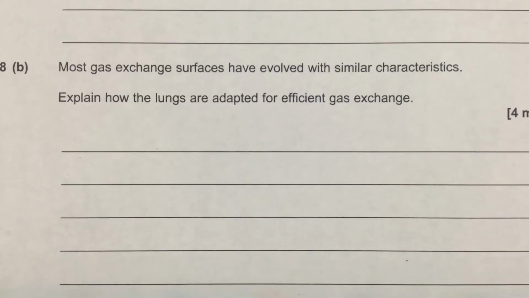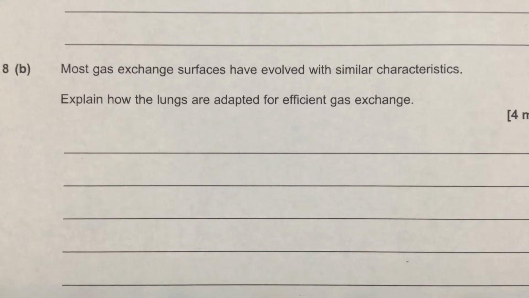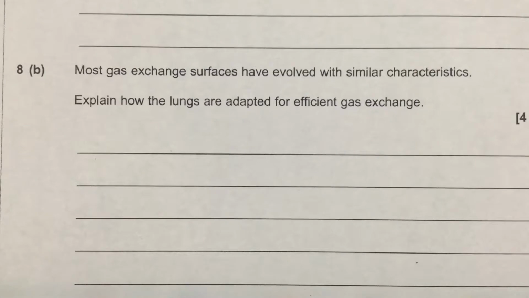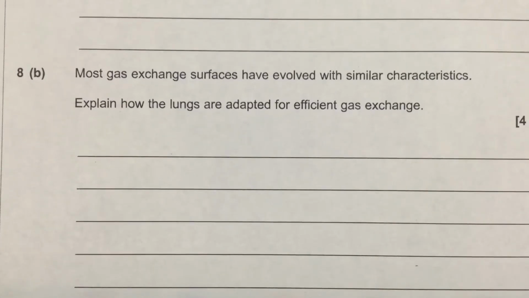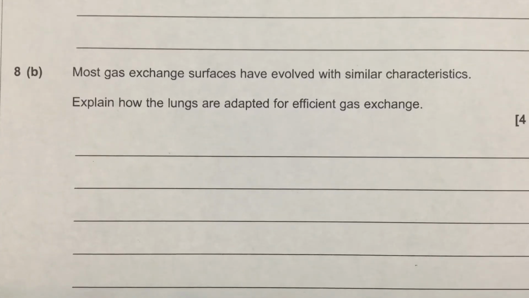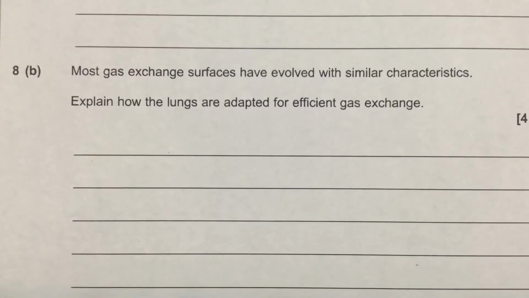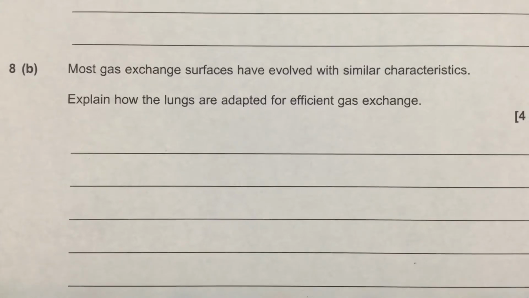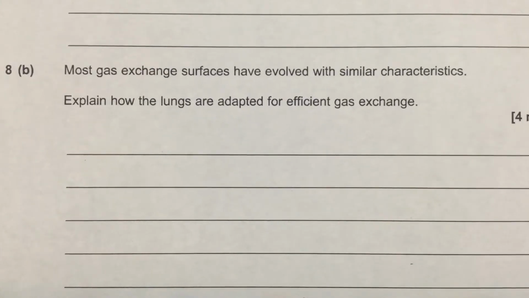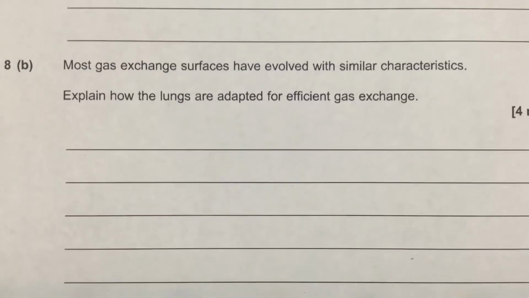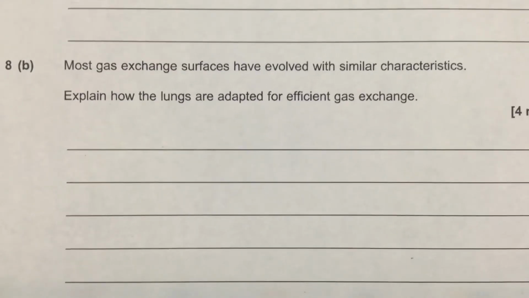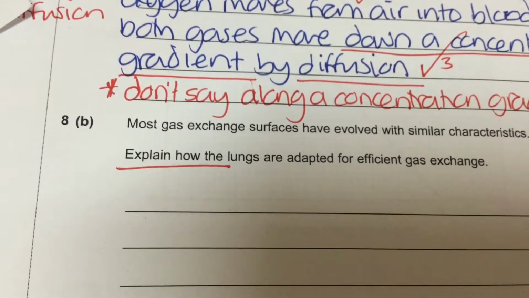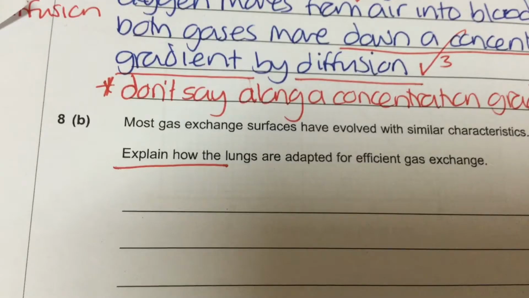The next question says, most gas exchange surfaces have evolved with similar characteristics. Explain how the lungs are adapted for efficient gas exchange. To answer this question, we've got to explain it. So for each adaptation, we're going to explain it. So for example, many alveoli is an adaptation. Now let's explain it. They give a large surface area. In this question, for each mark, you needed to give the adaptation and the explanation. So because there are 4 marks, we need to give 4 adaptations.